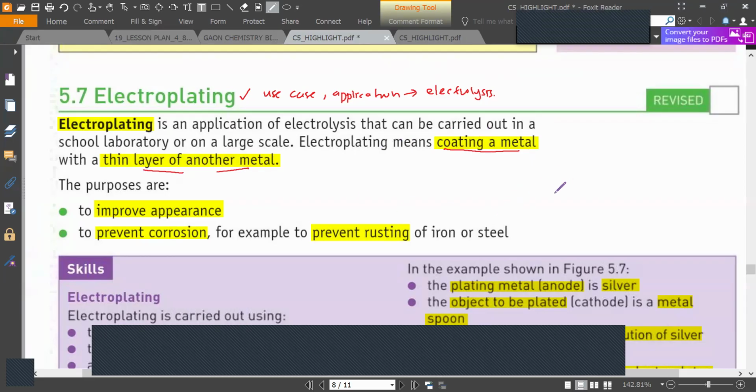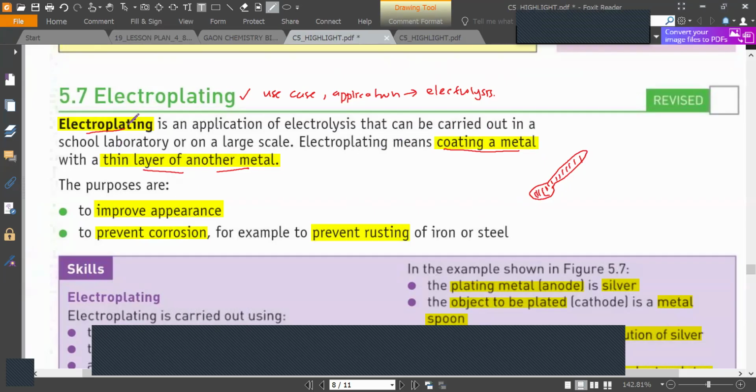Okay, so let's say we have a metal spoon, and we want to coat the surface with another metal. This is what we call electroplating, just a thin layer.